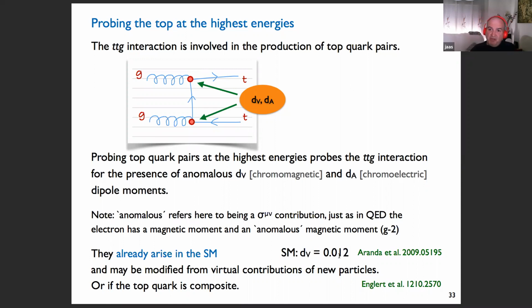This is in the standard model. If you have new particles, new forces, whatever, or if the top quark is composite, then you will have extra contributions to this on other observables, and this value will be enlarged.